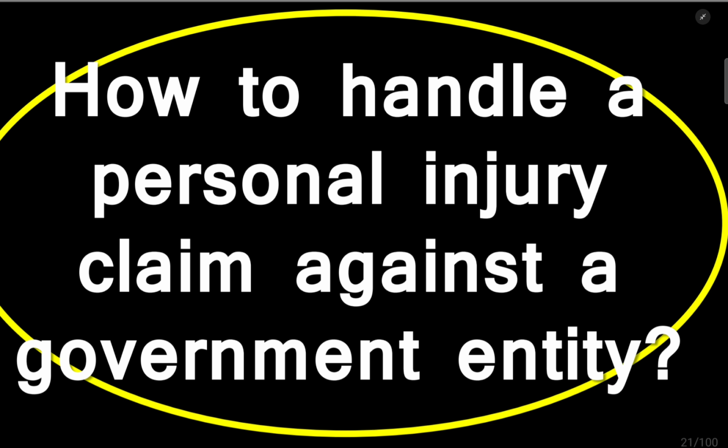File a notice of claim. Explain that the first step in filing a personal injury claim against a government entity is usually to submit a formal notice of claim. This is a written document.